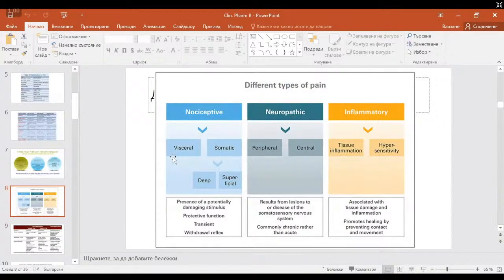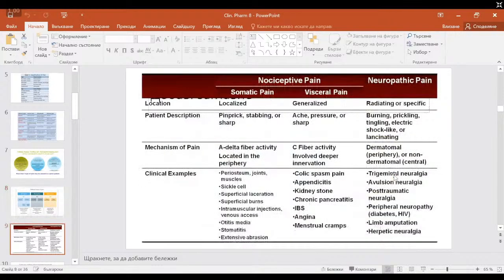Here again you see yet another classification. The two, nociceptive and neuropathic, do not change, but the third type here is called inflammatory, which includes pain related to tissue inflammation due to different reasons, and hypersensitivity, which also includes fibromyalgia. Another thing that can get asked in the exam or in the colloquium is about the mechanisms of pain.